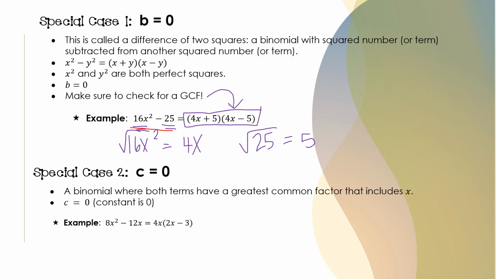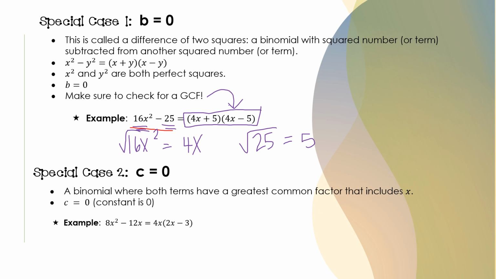That would be totally fine. But this is the rule for the difference of two squares. One needs to be addition and one needs to be subtraction. And in the original problem, the constant has to be negative. So it's got to be 16x squared minus 25 and not plus 25, or it wouldn't be considered a difference of two squares.